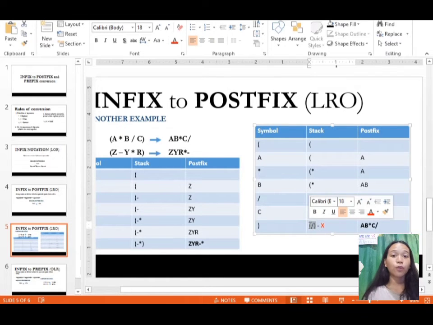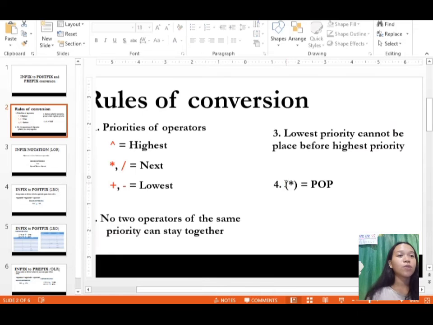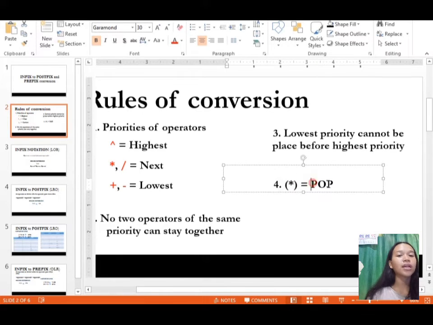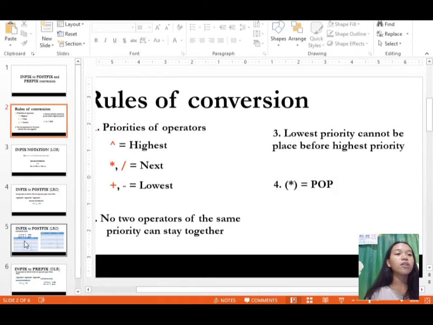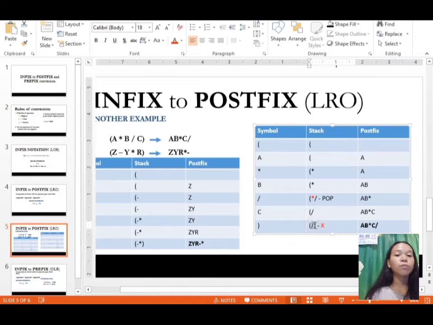So, remember rule number 4, any elements nga masud sa parenthesis will be automatically popped. So, here, the division will be popped. Then, remember, after popping the element, it will be put to postfix. So, si postfix, na-update na pod ang data ni postfix.